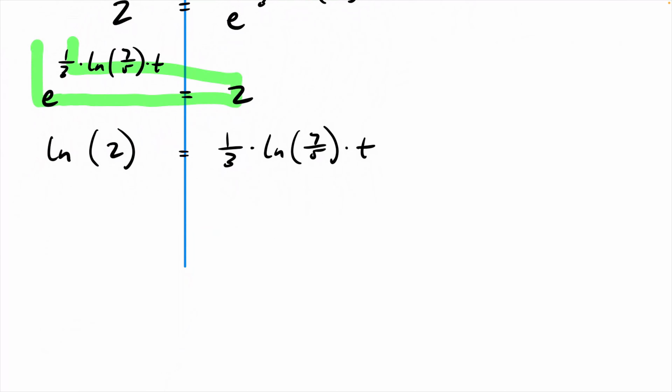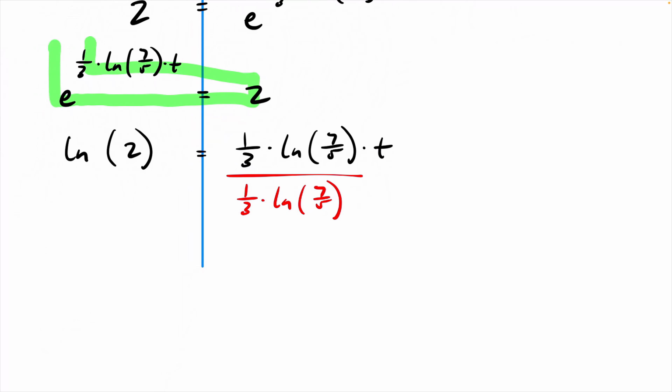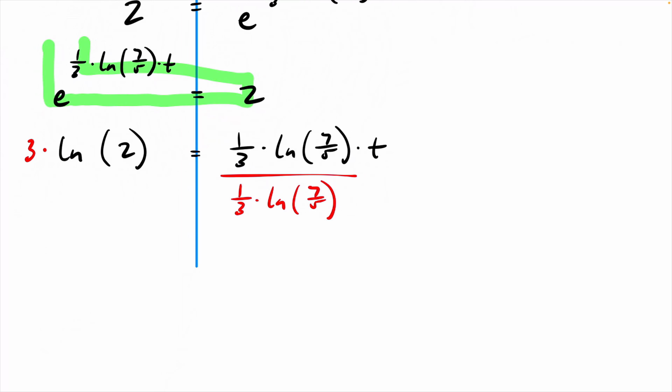So I want to solve for t. So what's my next step going to be? Divide by everything you don't want, right? So divide by 1/3 times the natural log of 7/5. Well, instead of dividing by 1/3, that's really just multiplying by 3. So over here, I'm going to put a 3. It's really just multiplying by 3.